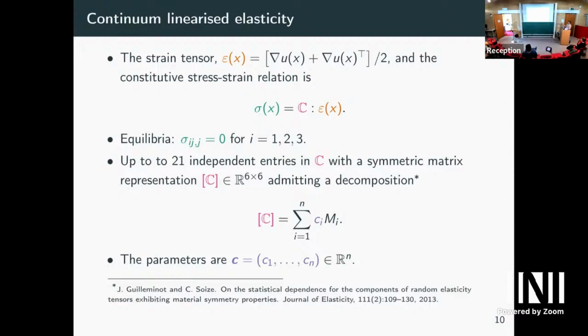And it's known, and Christian mentioned it quite extensively, that the elasticity tensor has up to 21 independent entries, depending on what symmetry class you consider, and it admits a decomposition like that. And these are the parameters, and this is the basis of the space of admissible elasticity tensors.